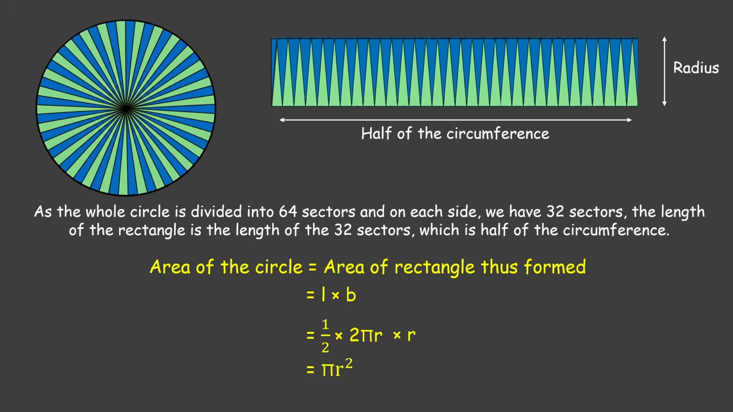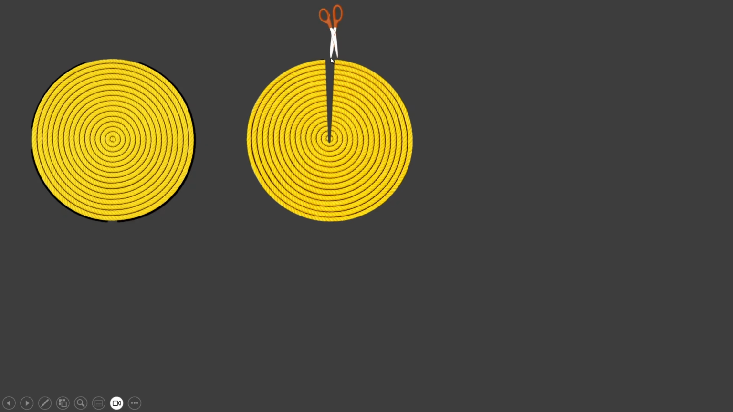Next, let us do one more activity. Let us call it the thread activity. Imagine the interior of a circle is covered with concentric circles of yarn tightly wound evenly around the center. Then let's do something. Let us cut the yarn circles along a vertical radius.